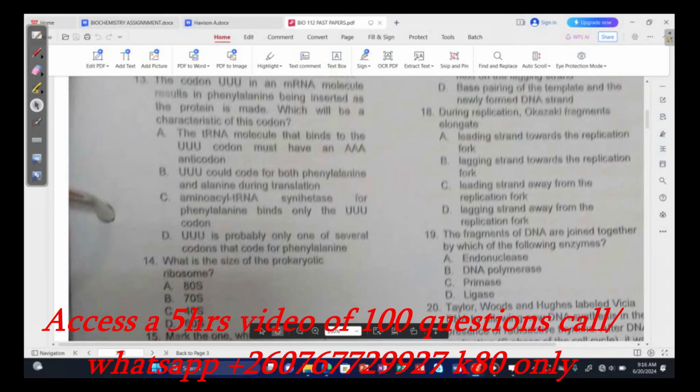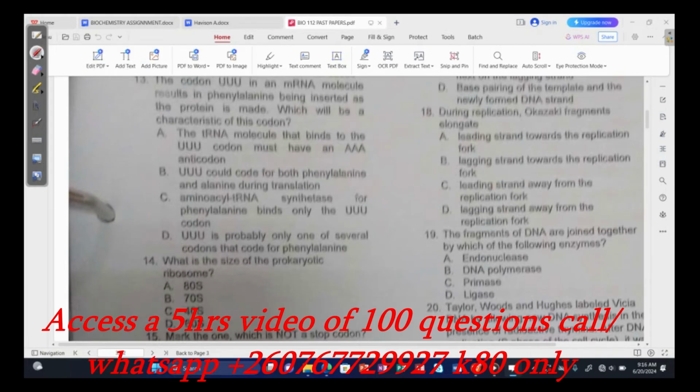18 reads, during replication, Okazaki fragments elongate. As I mentioned earlier, when you hear Okazaki fragments, it has to do with the lagging strand. So the statements which have the leading strand are going to be disqualified, because you never find Okazaki fragments on the leading strand but on the lagging strand. B has lagging strand, we can maintain. C has leading strand. Then D also has the lagging strand. So in short, A and C are already disqualified, remaining with B and D.